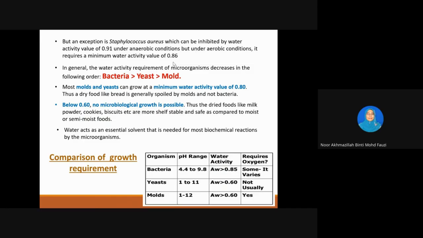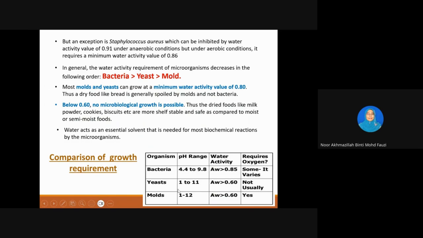Alright, so this is the table showing the comparison of growth requirements for bacteria, yeast, and also mold. You can see the pH range, the water activity, and whether it requires oxygen. For bacteria, for example, the water activity must be more than 0.85 so that it can spoil the food. Does it require oxygen? Some, a few. So it varies, depending on the type of microorganism.